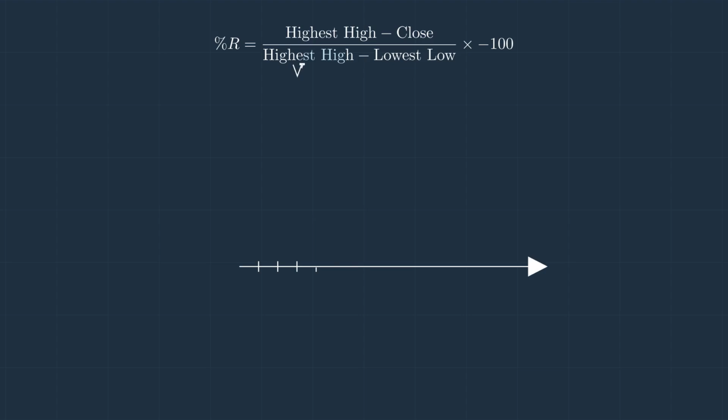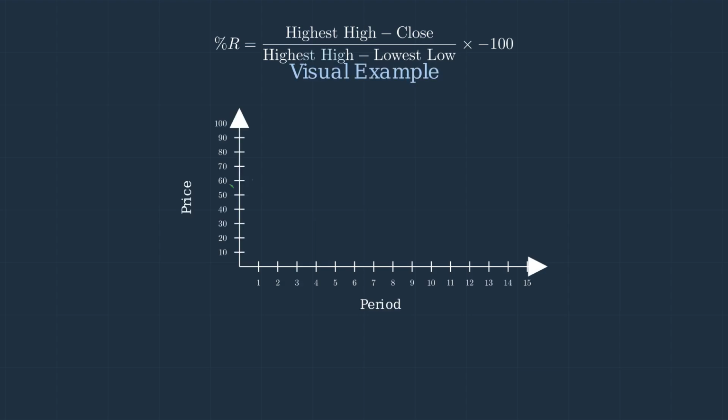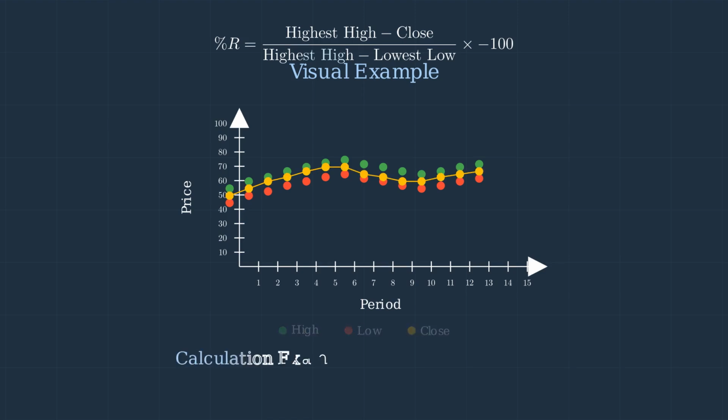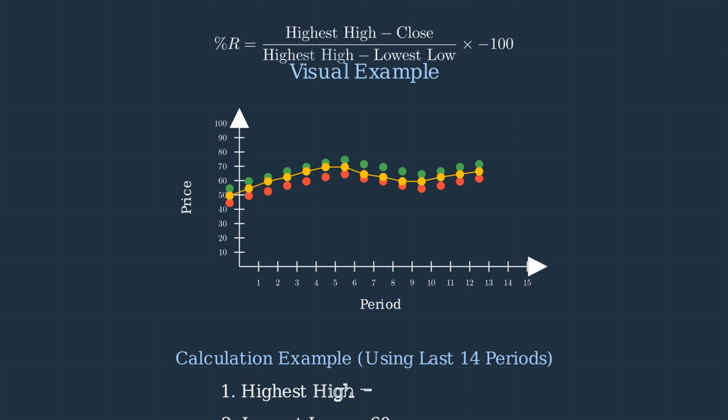Let's see how this works with a visual example. Here's a sample price chart showing highs, lows, and closing prices over 14 periods. For our calculation example, we'll use the data from this chart. In our 14-period sample, the highest high is 90, the lowest low is 60, and the most recent closing price is 82. We apply the Williams %R formula.